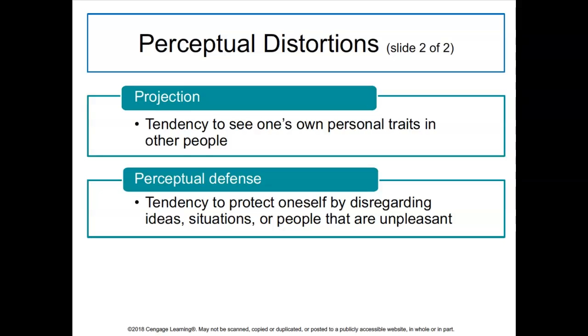Projection is the tendency to see one's own personal traits in other people, and perceptual defense is the tendency to protect oneself by discarding ideas, situations, or people that are unpleasant.